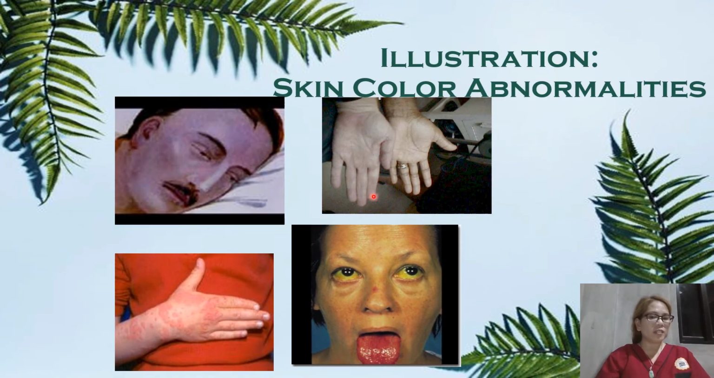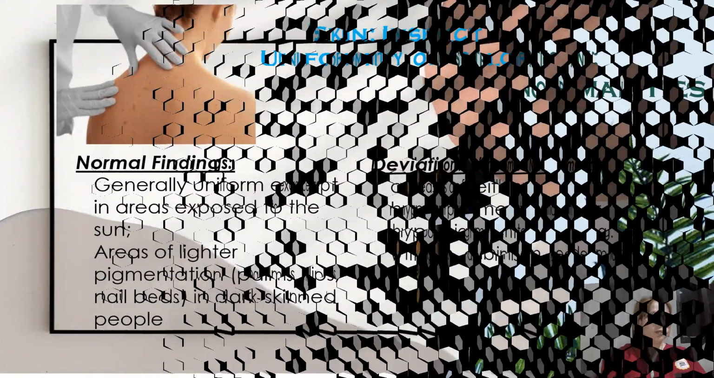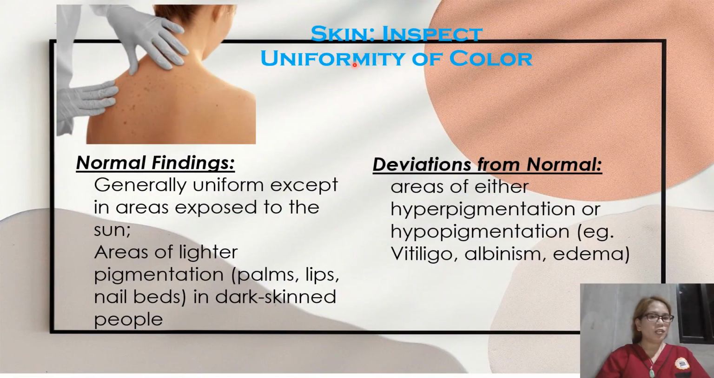These are just example of the skin color abnormalities. No, this is a cyanosis, pallor, erythema, and this is jaundice. You can observe the yellowish color of the sclera. Okay, so inspect the skin for the uniformity of color. Okay, these are the normal findings, and on the other side is the deviation from normal.